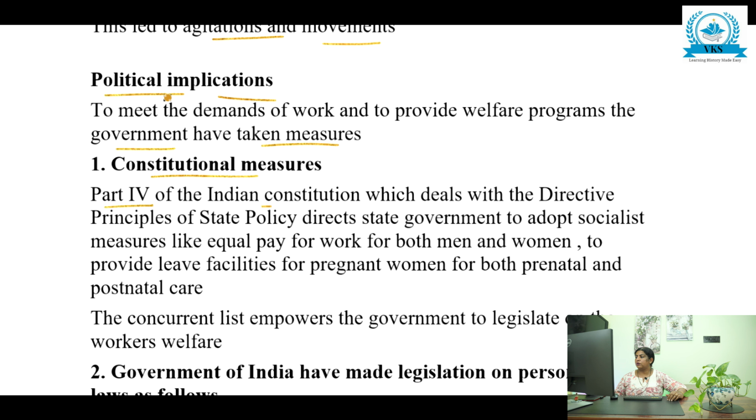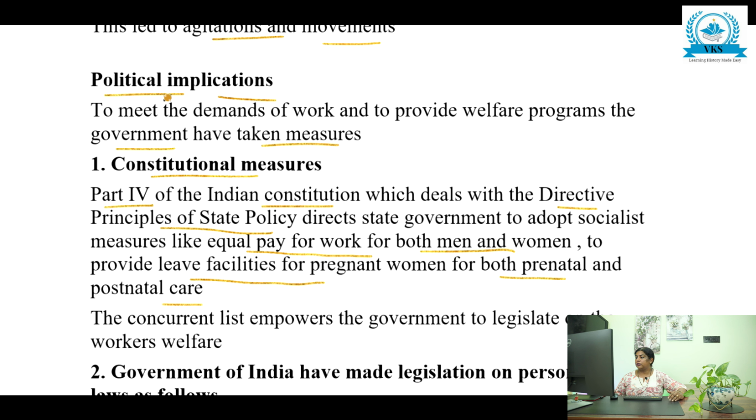Part 4 of the Indian Constitution, which deals with the directive principles of state policy, directs the state government to adopt socialist measures like equal pay for work for both men and women, and to provide leave facilities for pregnant women, for both prenatal and postnatal care.